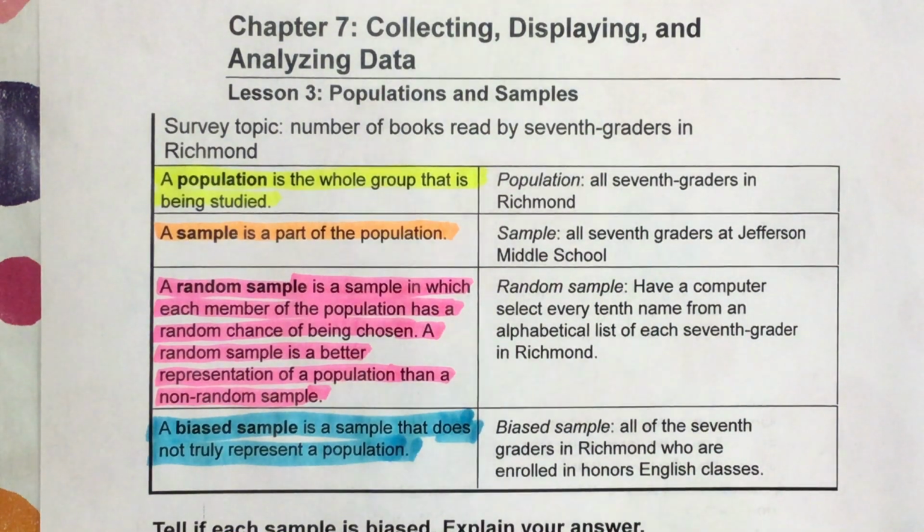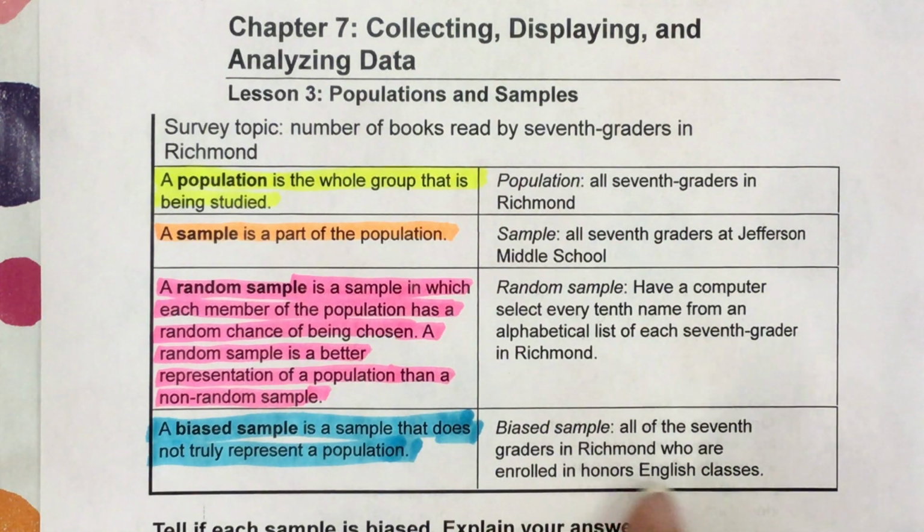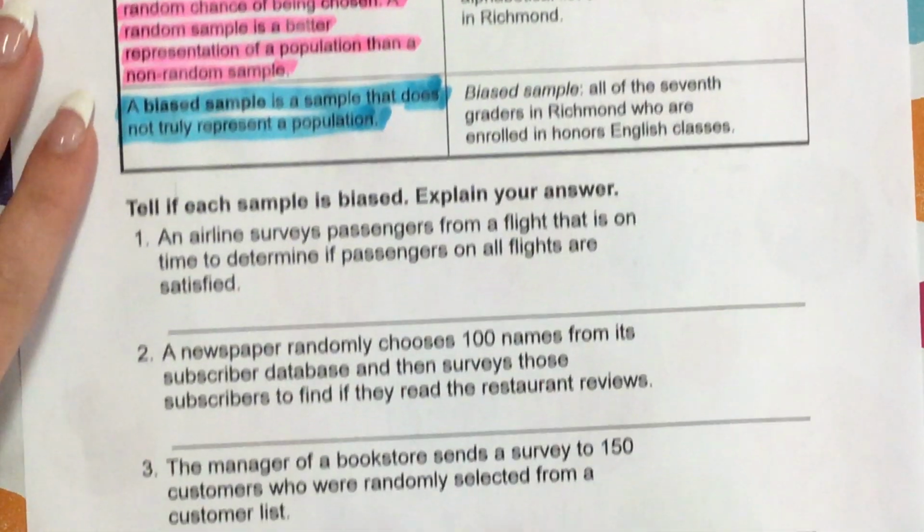if you just collect data from the 7th graders that are in honors English classes, that is not going to be representative of the entire 7th grade population, because not everybody's in honors English class. That would really only represent the data on whoever was in the honors English classes. So that would represent that type of population, but it wouldn't represent the entire population of 7th graders in the city of Richmond.